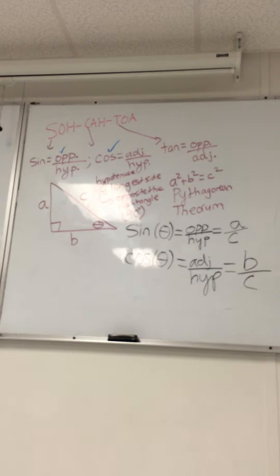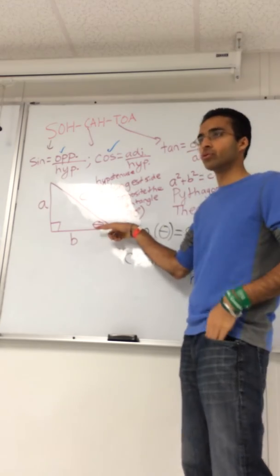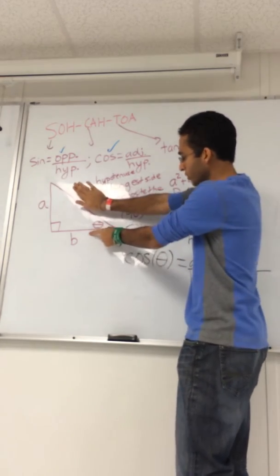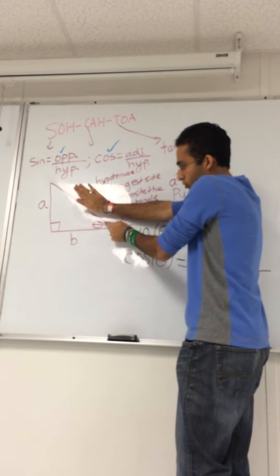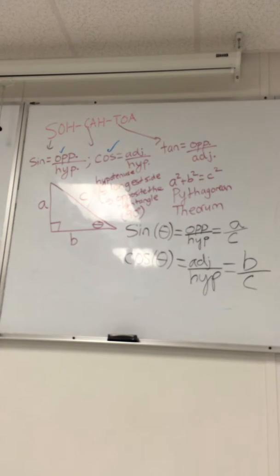I don't get that one. The sine or cosine? The adjacent one. So adjacent just means next to the angle. So there are two sides that are next to it, here and here. This is already hypotenuse, so that's gone. So we call this the adjacent side, because it is next to the angle. Okay. All right.